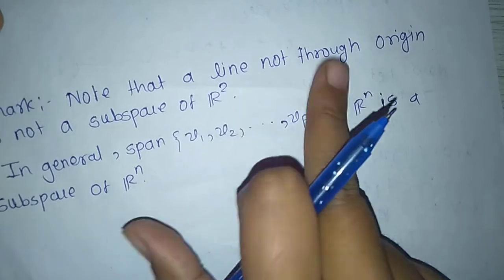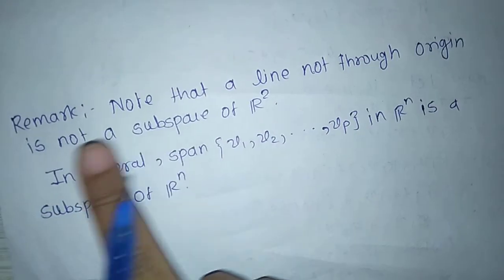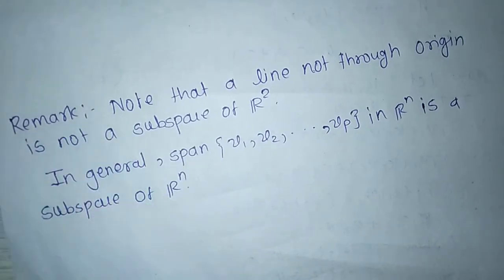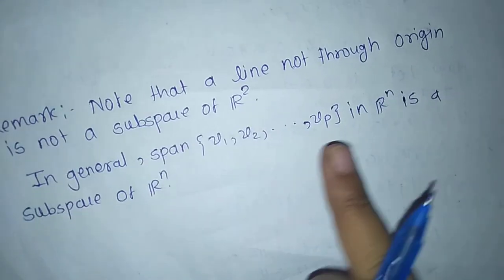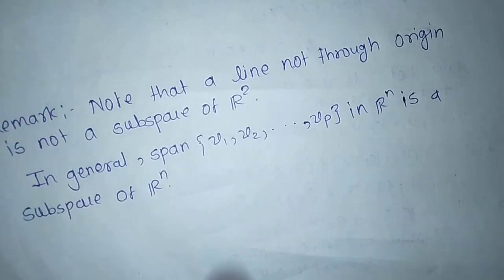Note that a line not through the origin is not a subspace of R2. In general, the span of v1, v2, and so on up to vp in Rn is a subspace of Rn.